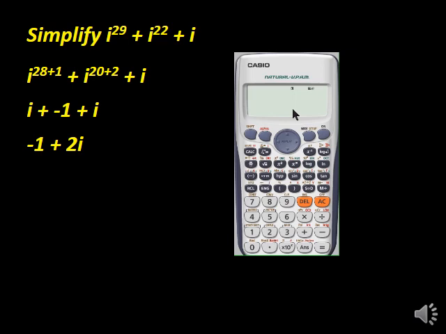Well, we can also compute this using the calculator because the calculator has a special mode for complex operations. In order to perform complex operations, we need first to set the mode of the calculator in complex. So press the mode button and then select complex, which is number 2 in my calculator. Now we can write this complex expression by pressing directly i raised to 29, and then plus we have i raised to 22, and then plus we have finally i. So we have negative 1 plus 2i.